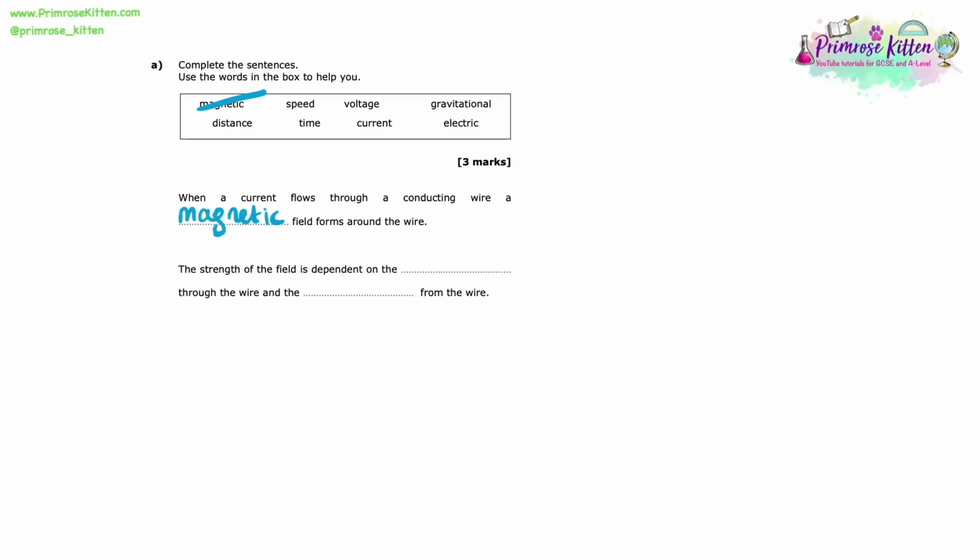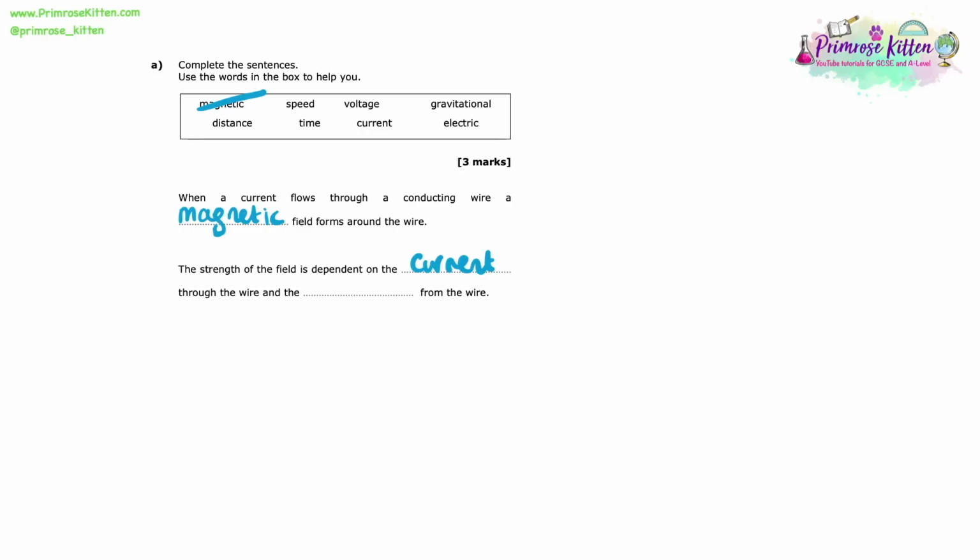So the strength of the field is dependent on the something through the wire and the something from the wire. So we need to think, what is going to affect how strong this magnetic field actually is when it's got a current running through it? Well, one of those things is going to be the size of the current that runs through it. So if we have a bigger current, we will make a stronger magnetic field.